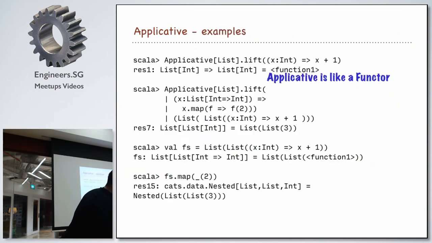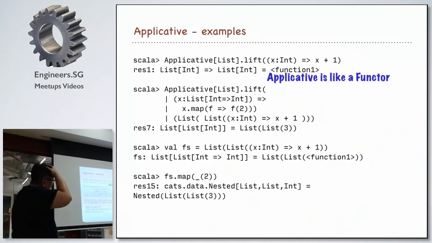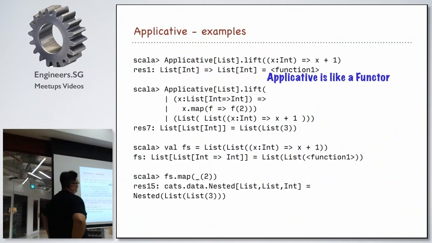Let's look at an example. In functional programming terminology, they'll always tell you an applicative is a functor. Hopefully, you can see why. If you flip back, if you can recall, in the previous slide, I replaced this with functor. It was doing the same thing. Applicatives are also doing the same thing.